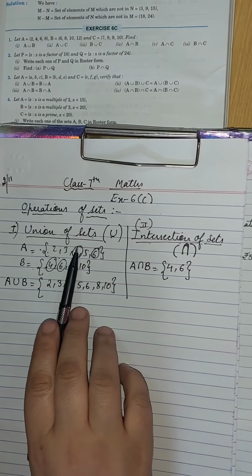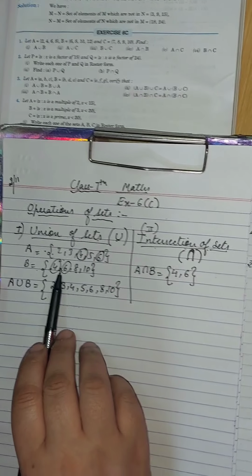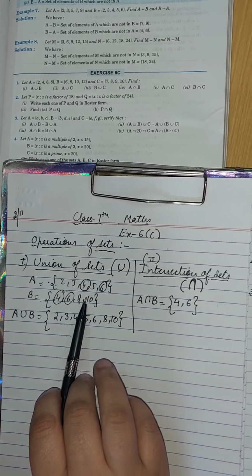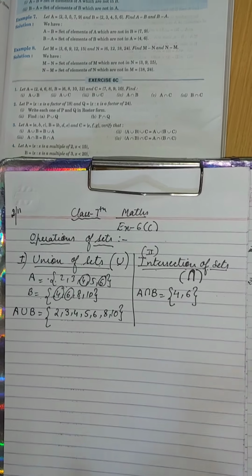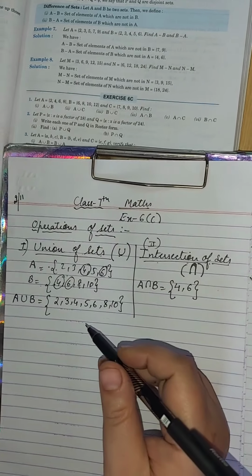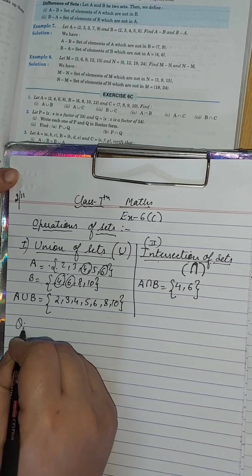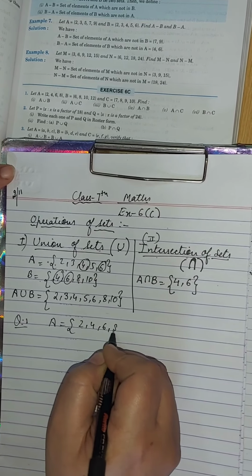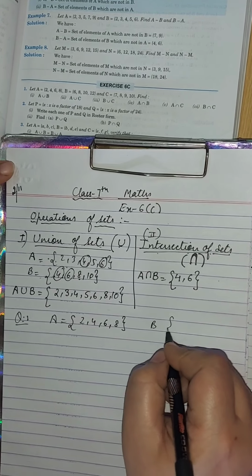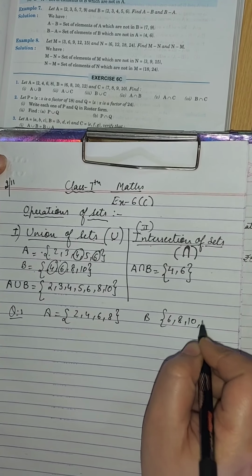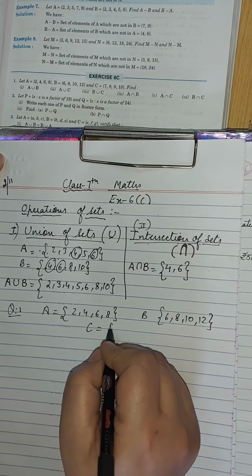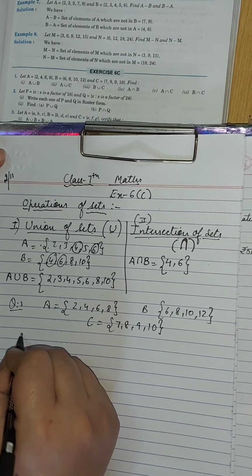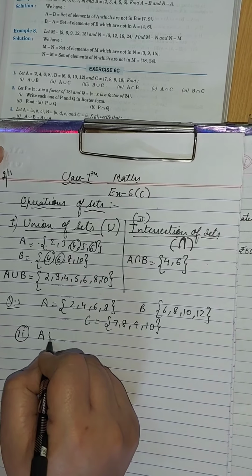So union is we have to combine the two or three sets, and intersection is we have to find the common in these sets. Relating to this topic, we will start our exercise 6C. In question number 1, A set is given 2, 4, 6, 8. B set is given 6, 8, 10, 12. And C set is given 7, 8, 9, 10. So if I'm taking the second part, it is given A union C.